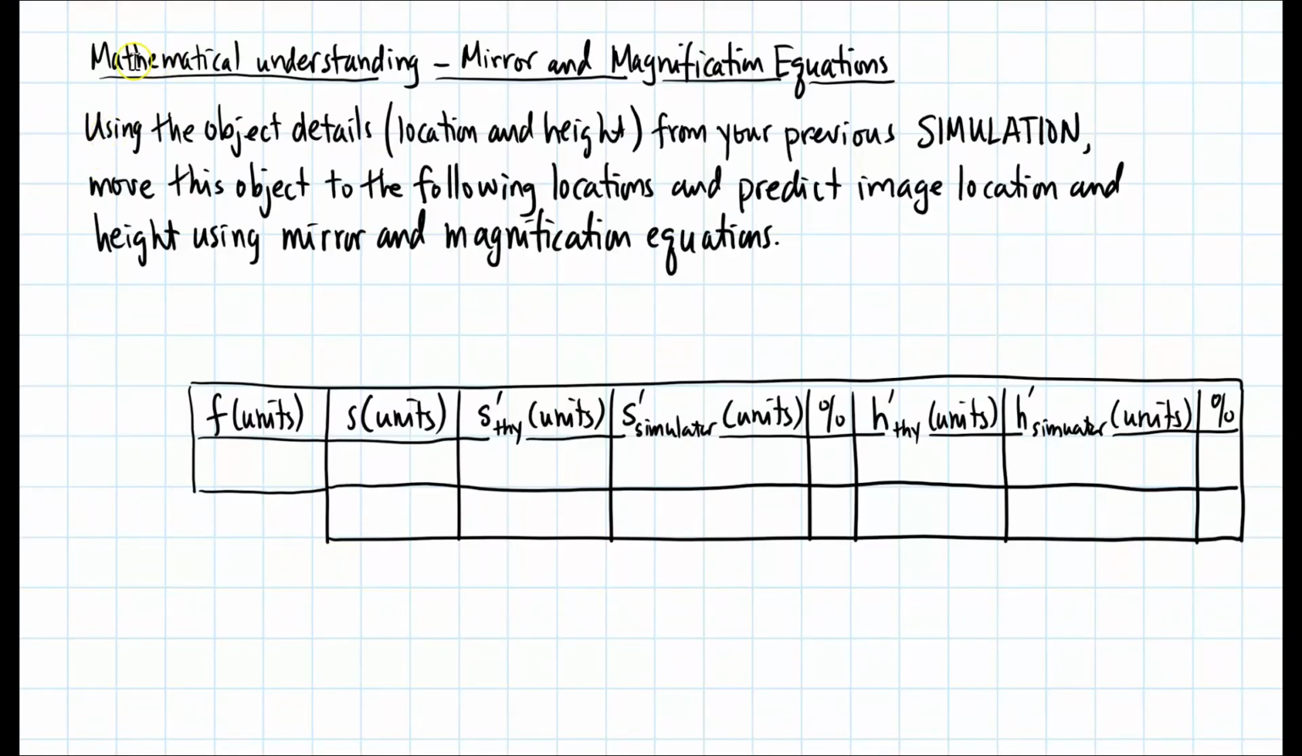This next piece is on the mathematical understanding, mirror and magnification equations. Using the object details, that is the location and height, from the previous simulation when you were doing the conceptual understanding, move the object to the following locations and predict the image location and the height using the mirror and magnification equations. That means from the focal length that you had for the mirror, choose 1.5 times that focal length and 2.5 times that focal length, and then predict using the mirror equation here.